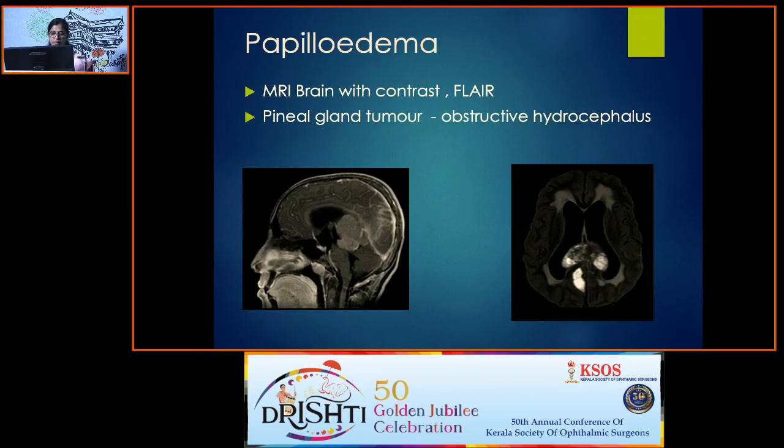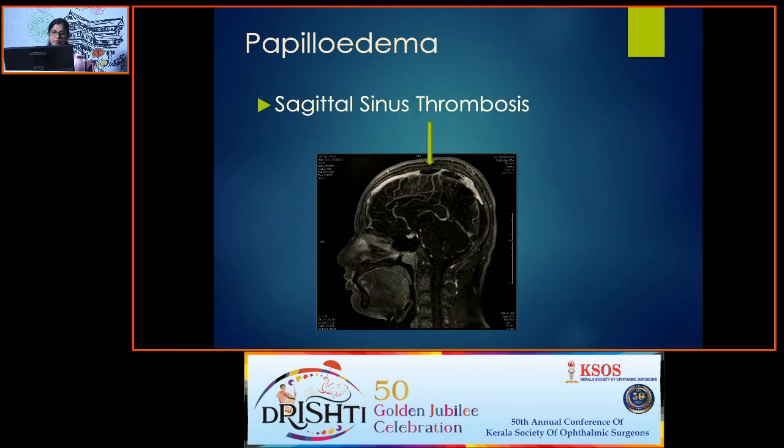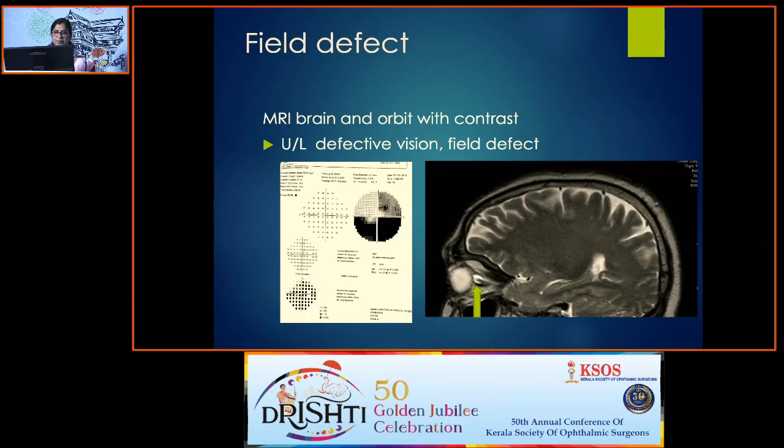And here the images: MRI with contrast showing a large tumor causing obstructive hydrocephalus. You can see the enlarged ventricles and the surrounding atrophic area. And here again, the sagittal sinus thrombosis is seen well in MRV in a patient who presented with papilledema. Coming to field defects, we can localize the lesion here.